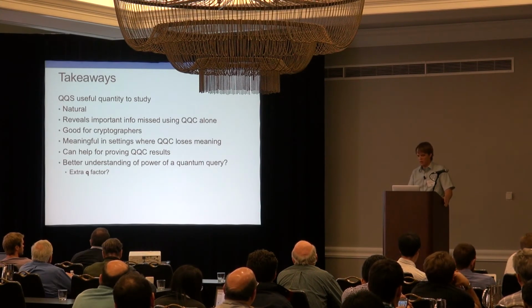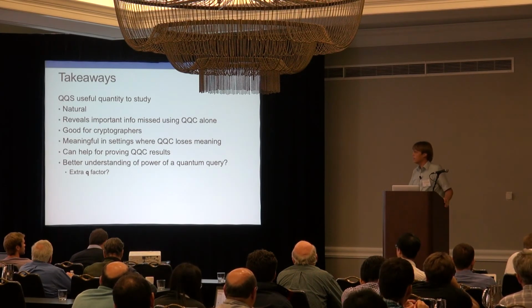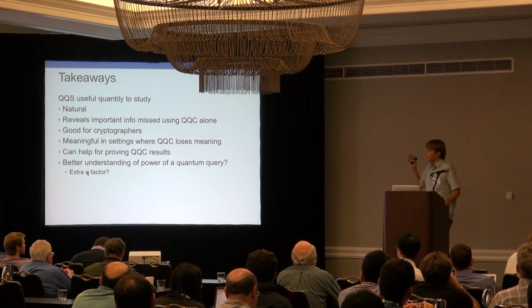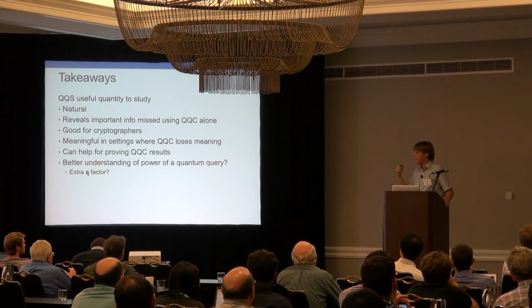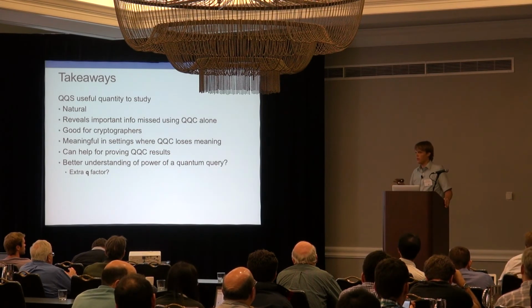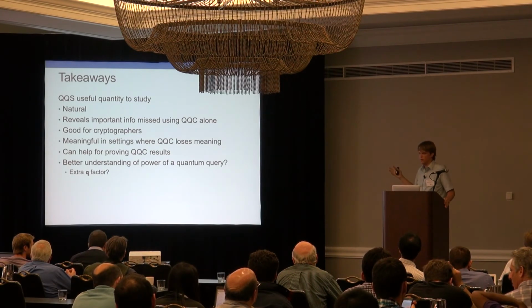And maybe an open question is, does this quantum query solvability yield some new insights into the power of a quantum query? For example, in all of the problems that I talked about today, there was an extra factor of Q in the quantum query solvability. Pre-image search went from Q over n to Q squared over n, collision finding went from Q squared over n to Q cubed over n, and the oracle interrogation went from 1 over n to Q plus 1 over n.